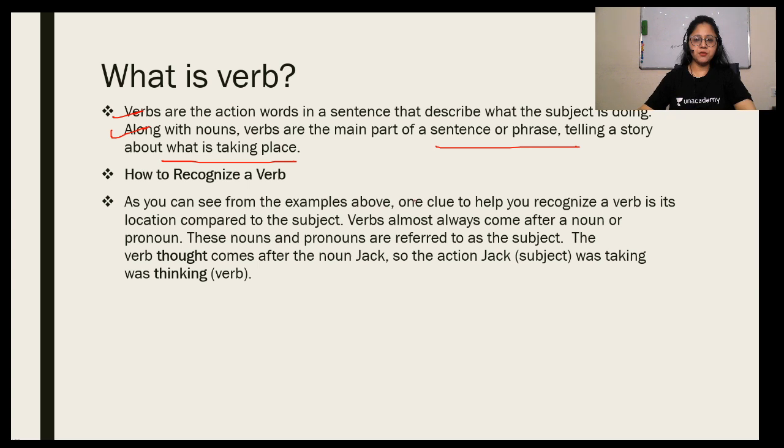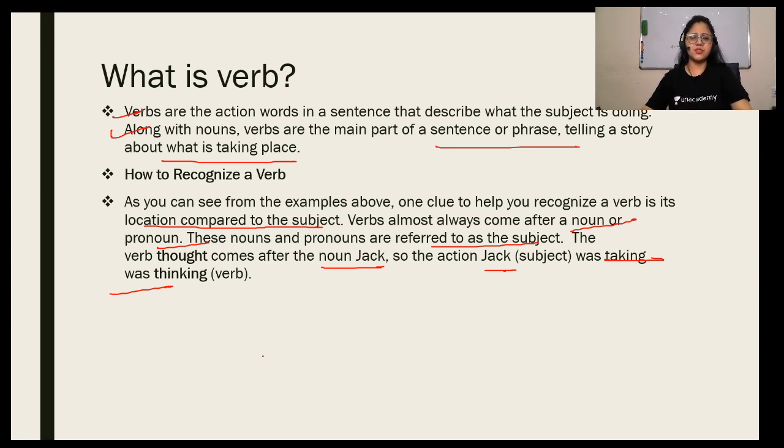As you can see from the example above, one clue to help you recognize a verb is its location compared to the subject. Verbs almost always come after a noun or a pronoun. These nouns and pronouns are referred to as the subject. The verb thought comes after the noun Jack. So the action Jack was taking was thinking.